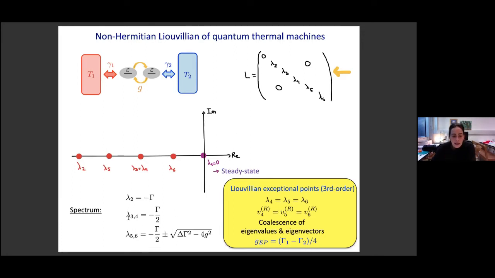So, as I told you before, if the square root is equal to 0, we have 4 eigenvalues which are degenerate, but in fact, only 3 of them have their eigenvectors which coalesce. And that's why here I wrote it's a third order exceptional point, because it's only lambda 4, lambda 5, and lambda 6 which coalesce and have their eigenvectors coalescing. Lambda 3 does not belong to this exceptional point.